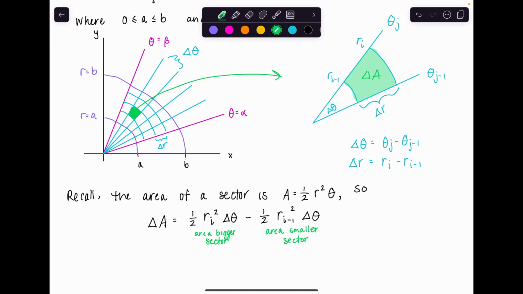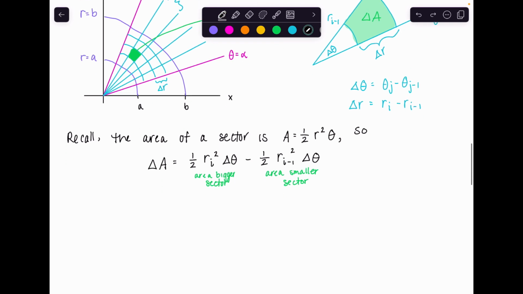And what I want to see is, we've got delta theta, but how does delta R come in? Because remember, delta theta is going to turn into the d theta. So I want to figure out, where does delta R come from? All I need to do is manipulate this a little bit. I'll pull the 1/2 out, and then we've got the bigger radius squared minus the smaller radius squared. And then we're also going to pull the delta theta out.